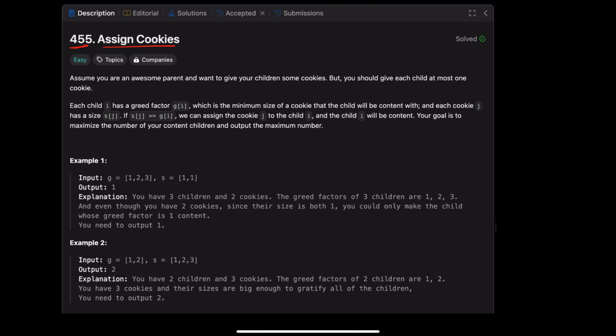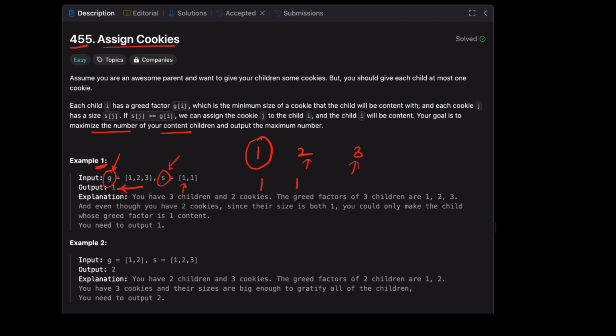The problem statement is, we are given two arrays, G and S. G represents the kid's greed factor or appetite, and S represents the size of the cookie. We need to return the maximum number of children whose appetite can be content with the cookies that are given to us. In example number 1, we have 3 kids with appetite 1, 2 and 3 and 2 cookies with size 1. With these as our input, we can only content one kid whose appetite is 1. Hence, the output is 1.